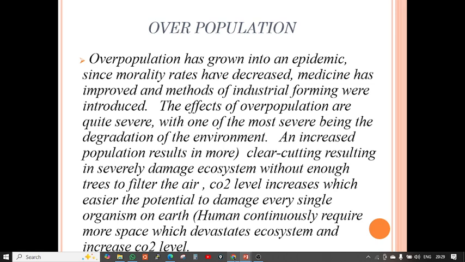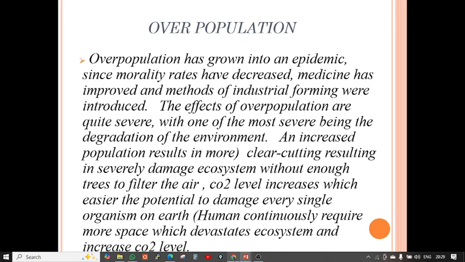So the population increases, and we cannot control population growth because it is spontaneous. India now has the highest population in the whole world. Previously it was China, now India has become the most populous. We cannot control it, even though there are many population control methods. And industrial farming methods were also introduced.